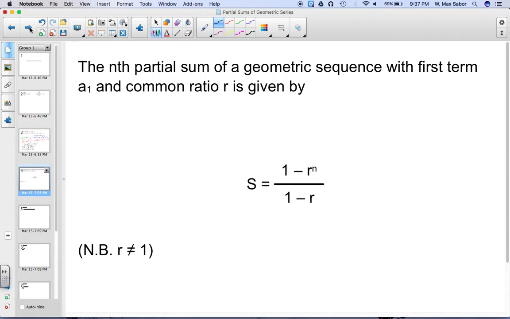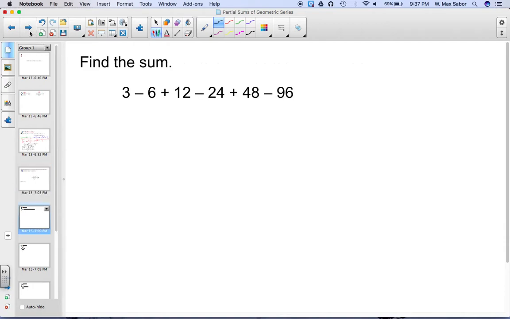The nth partial sum of a geometric sequence with first term a sub 1 and common ratio r is given by 1 minus r to the n over 1 minus r, this whole thing times a sub 1. Note that r cannot be equal to 1 in this formula, otherwise we'll get 0 divided by 0, and that doesn't end well. But as long as r is not equal to 1, this will work, even if r is greater than 1.